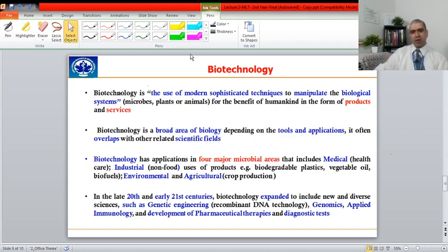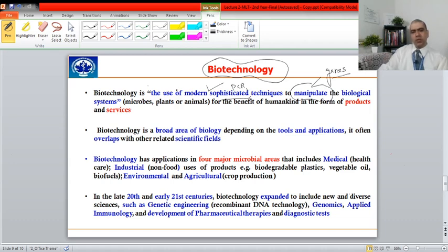Next comes the pinnacle of microbiology. Biotechnology is the pinnacle application of your microorganisms. So what does this term mean? What is this field all about? I've done my master's in the same field, so as far as I know, I have a definition of it. Biotechnology is the use of modern sophisticated techniques. It includes PCR, it can include microscopy, it can include very different kinds of techniques, to manipulate the biological systems. Manipulation comes from the gene level. This is how we can manipulate the microorganisms.